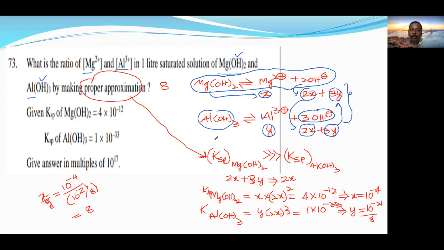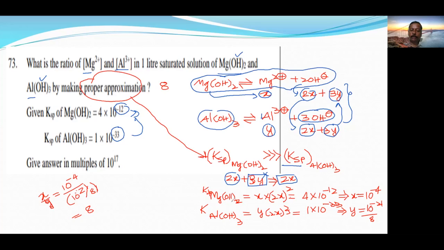Okay. Now if you compare here, it is 10 to the power of minus 12 and 10 to the power of minus 33. We can say that Mg(OH)2 is much more soluble than aluminum hydroxide. So that means the OH⁻ given by magnesium is very high when compared to this one. Therefore, I am neglecting 3y, and 2x will be available.